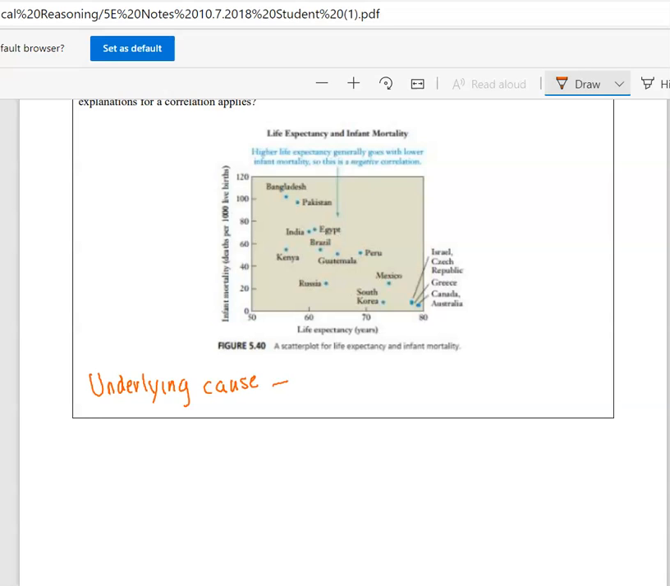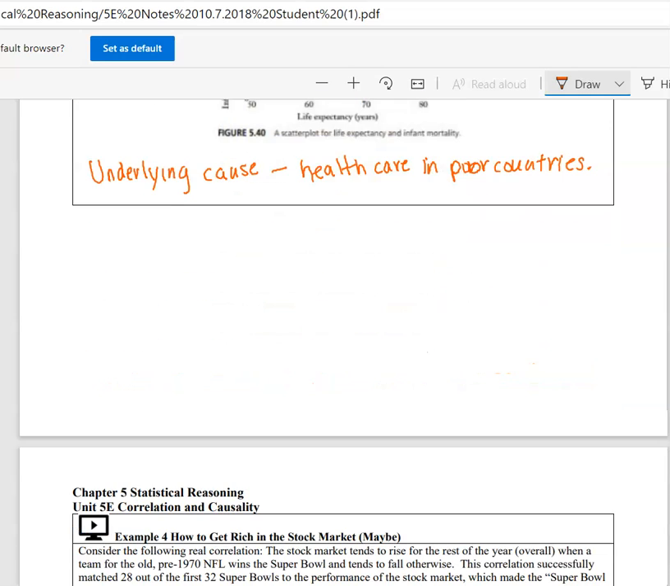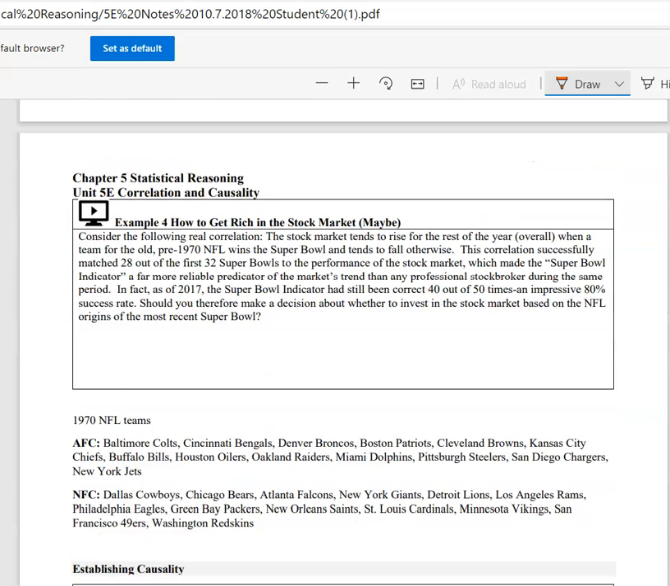And the underlying cause is probably due to healthcare in poor countries. Not getting proper health care is probably, if we looked at another factor that was influenced by health care, like how many people had diabetes or things like that, that would probably be higher in these countries as well, because there's an underlying health cause.